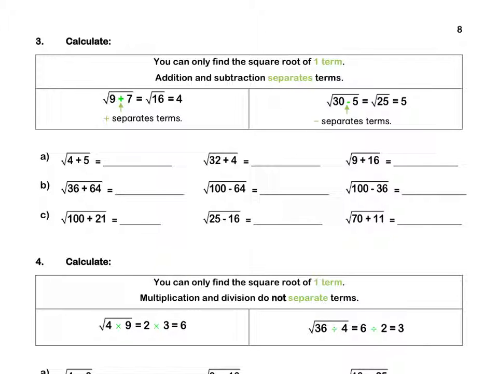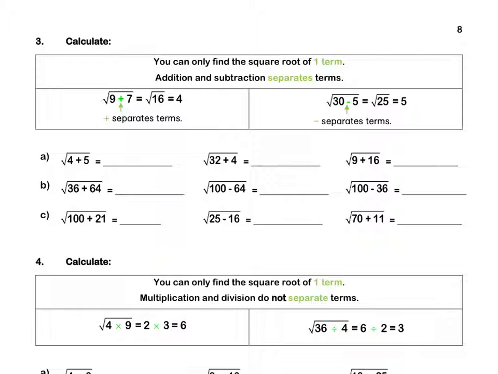Question 3. You can only find the square root of one term. And we know that addition and subtraction separates terms. Therefore, the square root of 9 plus 7, the plus separates the two terms, so we must keep the square root sign. 9 plus 7 is 16, and now the square root of 16 is 4. If we look at this, the minus separates the 30 and the 5. Therefore, we keep our square root sign. 30 minus 5 is 25, and the square root of 25 is 5.